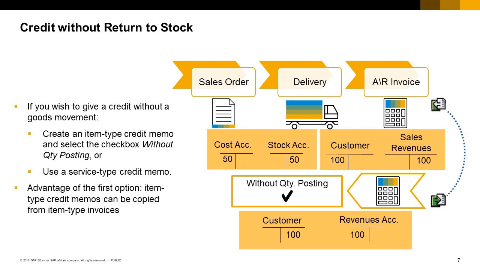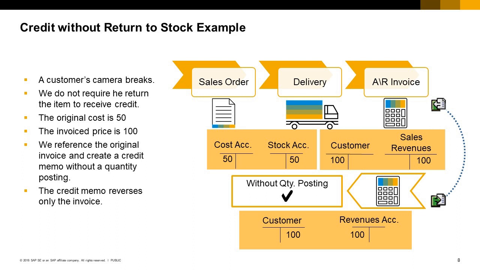The advantage of using an item type credit memo and the without quantity posting checkbox is that an item type credit memo can be copied from an item type AR invoice. Only in an item type credit memo can you list the item numbers. Neither of these is possible with a service type credit memo. Therefore, the service type credit memo is best used for crediting services or for circumstances where you do not wish to reference the invoice as a base document.